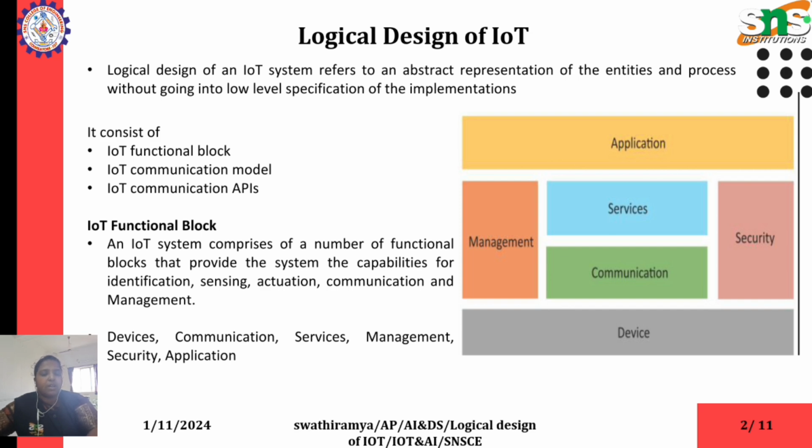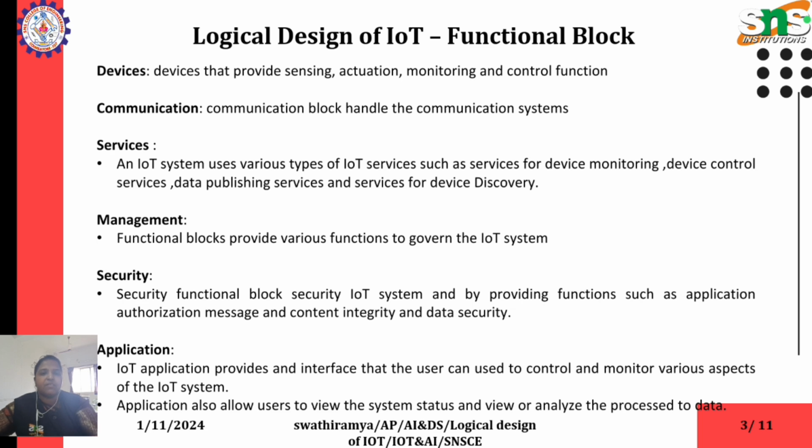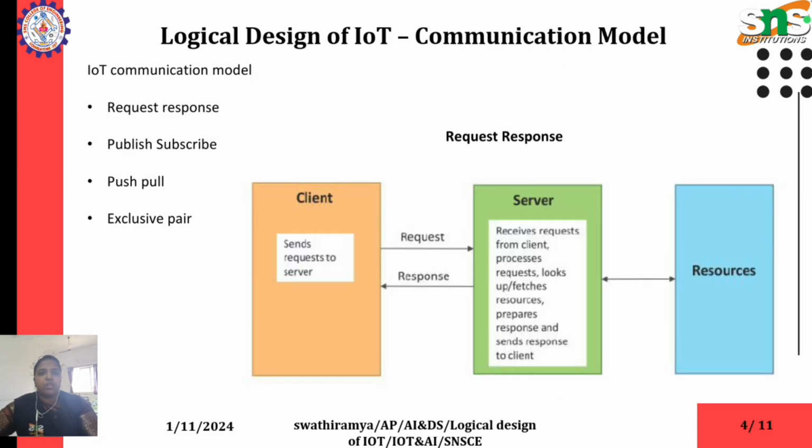The logical design of IoT has been divided into three blocks: the functional block, the communication model, and the communication API. I discussed the functional block and the components dealing with it: device, communication, service, management, security, and applications. So in this video, we are going to discuss the communication model, the next block.